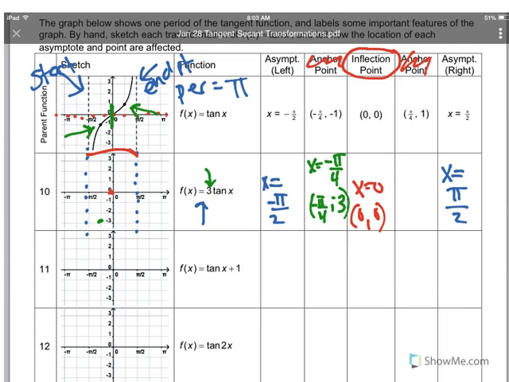For the right anchor point, I would find a point halfway between the intercept and my right asymptote, which would be at pi over 4. Normally I would be at 1, but because we have a vertical stretch once again of 3, we're going to be at 3 at pi over 4. And then we have this curving graph such as that.